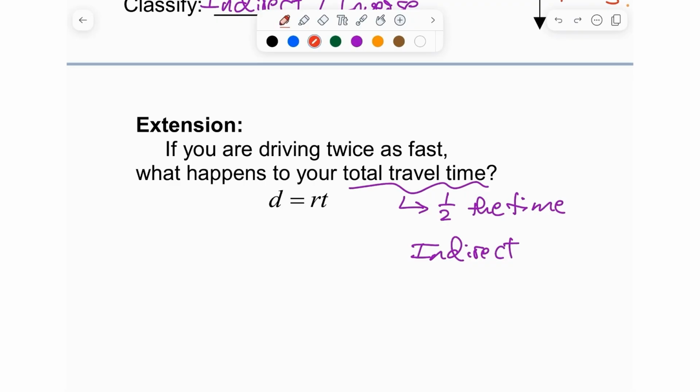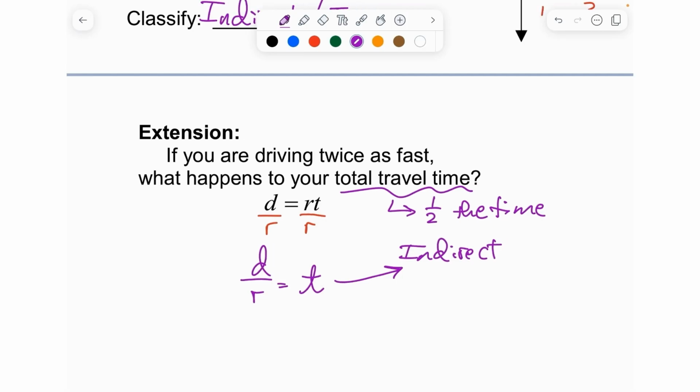Well, that's where the extension comes in. You see, this question is asking us about time, and this equation needs to be solved for time. How do we solve it for time? How about doing a little bit of dividing both sides by r? Now, when you do that, yeah, you end up with a fraction, which does match with this idea of an indirect relationship.